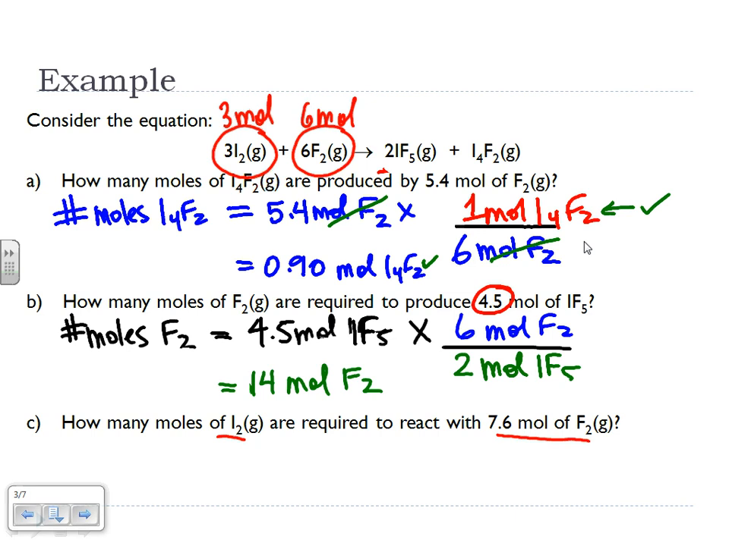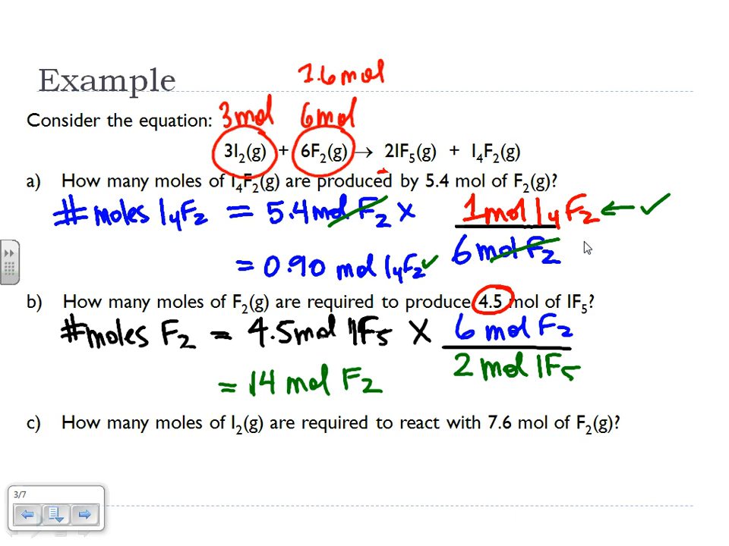So the question is, okay, well, I don't have 6 moles of F2. I have a little bit more than that. I've got 7.6 moles of F2. So I should expect a little bit more than 3 moles for my answer. So how would you do this?